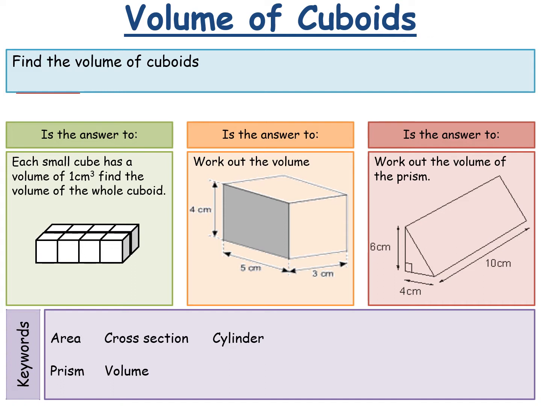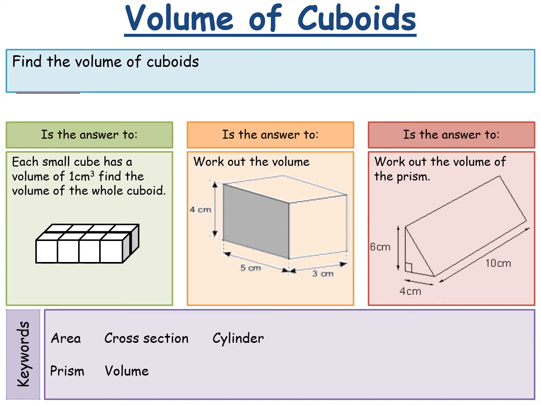Have a think. A cuboid is a 3D shape that you can see on here. Each small cube has a volume of 1 centimetre cubed. That 3 means cubed. We had centimetres squared for area, and now for volume we have centimetres cubed. So we have to find the volume of the whole cuboid.